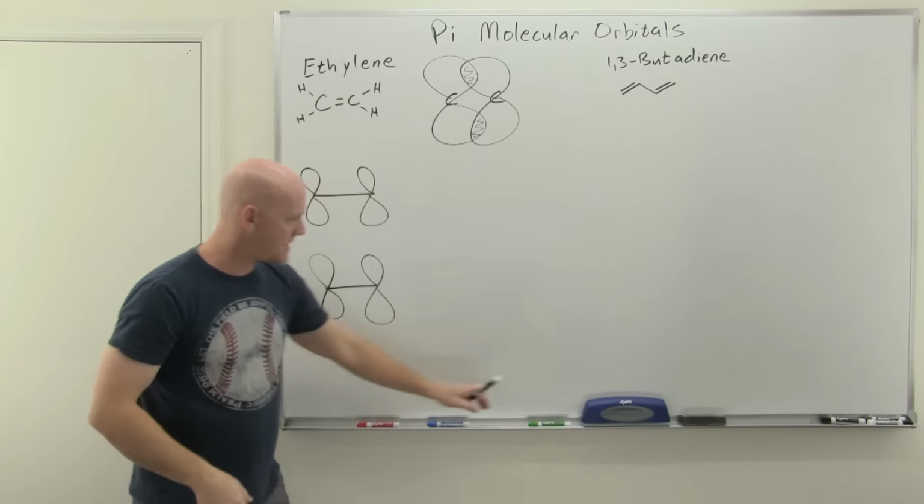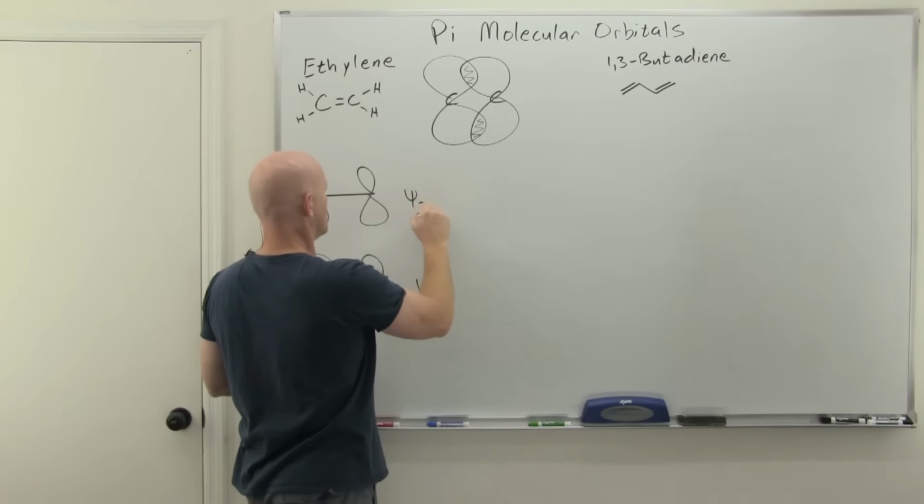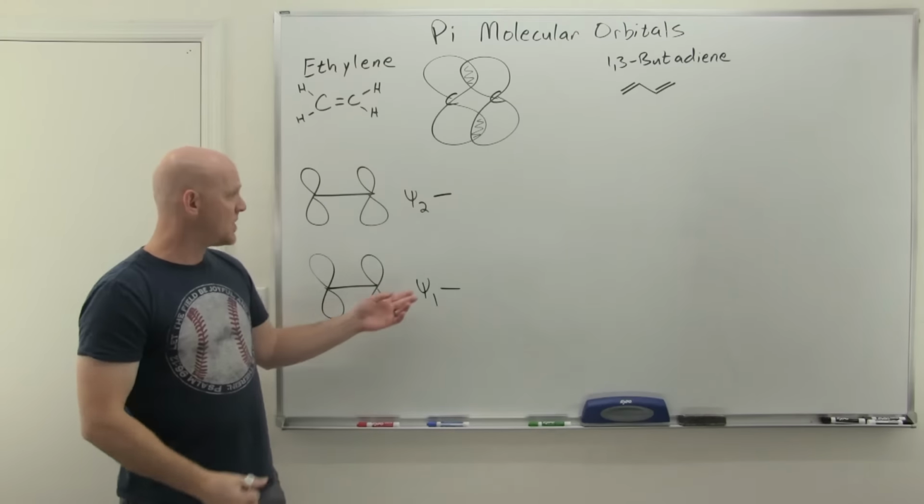All right, so we'll draw them out like this. This lower one's going to represent what we're going to call psi 1, this upper one psi 2. And each of these orbitals can hold 2 electrons. Now, I'm calling them psi 1 and psi 2.